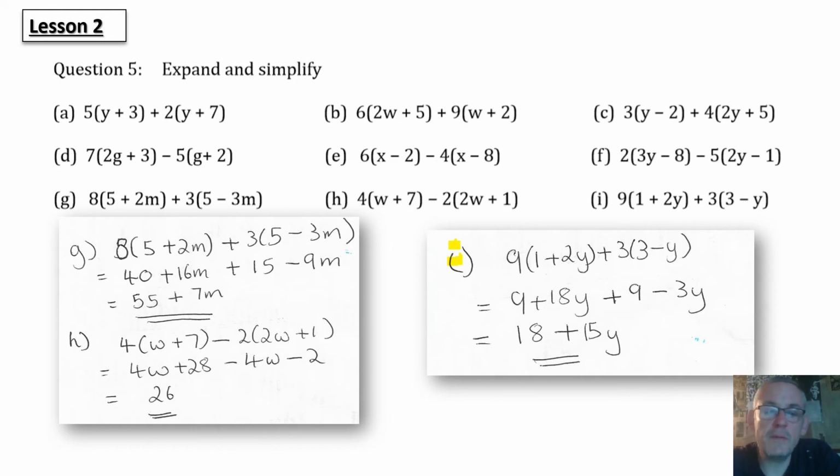Interesting here is the way in which the 4W and the take away 4W of course cancel each other out. We don't put 0W or anything like that. All right then, and off we go.